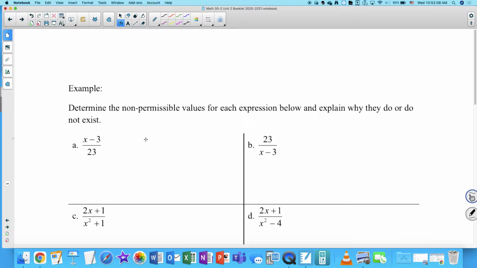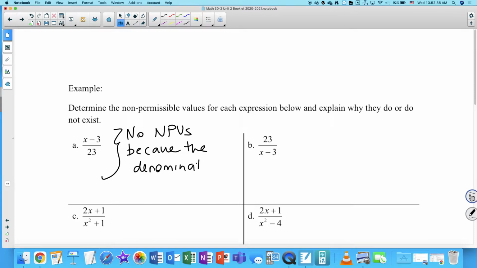This doesn't have any non-permissible values because the denominator is 23. It doesn't depend on x. Okay? So there's no value of x that will ever make the denominator anything other than 23. So this example has no NPVs because the denominator will always be 23, which is not 0.